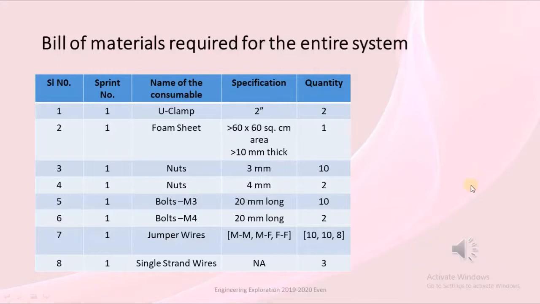This is the bill of materials. We have used 2 U-clamps, a foam sheet, nuts and bolts, then cables, and single-stranded wires. Along with that, we have also used DC motors, an Arduino Mega 2560 microcontroller, and relay modules for the completion of the subsystem. Then finally they are attached to the drumsticks and drum, and the entire system is built upon.